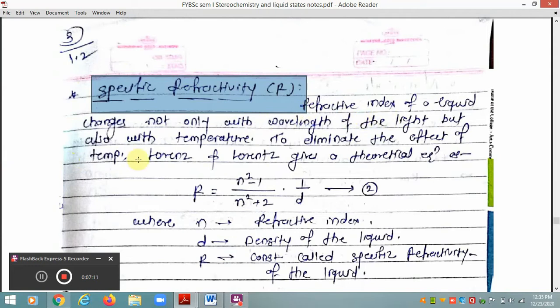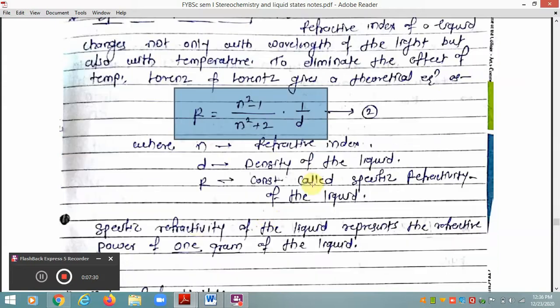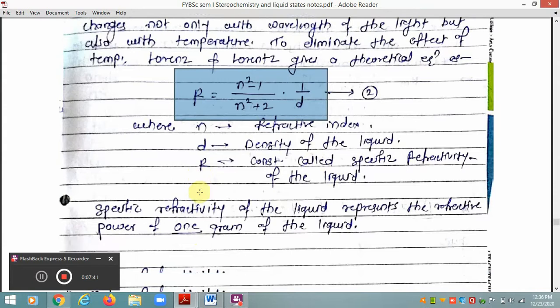Refractive index of a liquid changes not only with the wavelength of the light but also with temperature. To eliminate the effect of temperature, Lorentz gives a theoretical equation, that is R equal to (n square minus 1) upon (n square plus 2) into 1 upon d. Here n is the refractive index, d is the density of the given liquid, and R is called the constant, the specific refractivity of the given liquid.